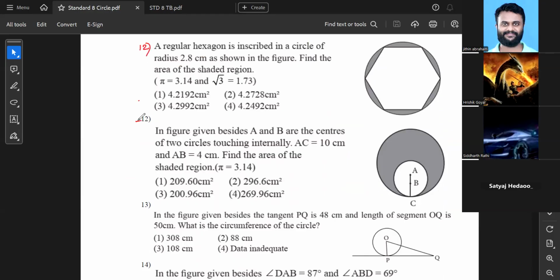12th question. A regular hexagon is inscribed in the circle of radius 2.8. This radius is 2.8. We must understand.